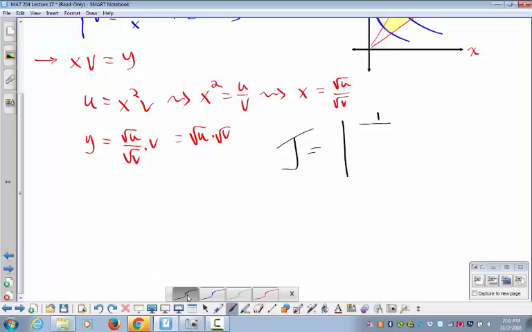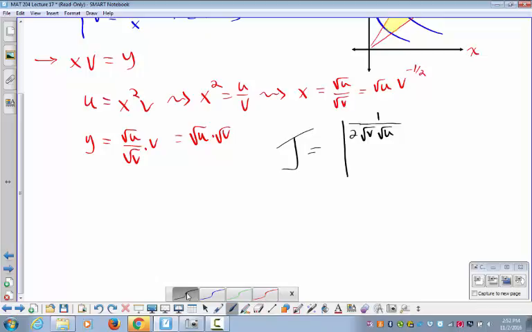Correct? Do you agree with that? Partial with respect to u. The root v is in the denominator. It's a constant, just comes along for the ride. We have square root of u, so it's 1 half u to the minus 1 half. And then we have to do it with respect to v. Maybe you could write that as v to the negative 1 half up there, if that makes it easier. Whatever you want to do. Or you can do quotient rule.